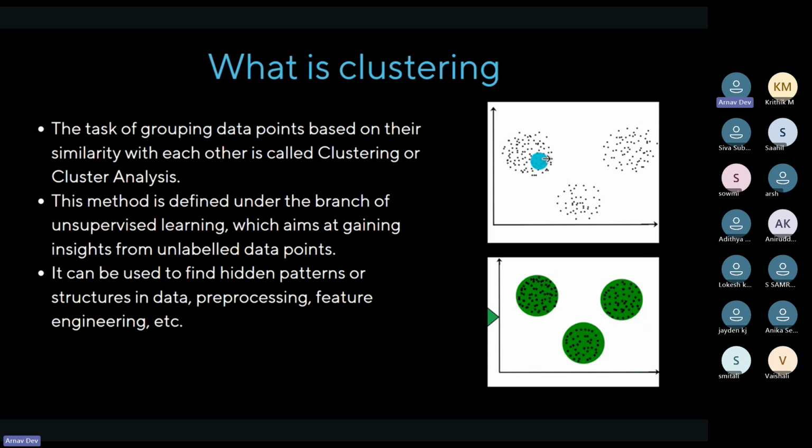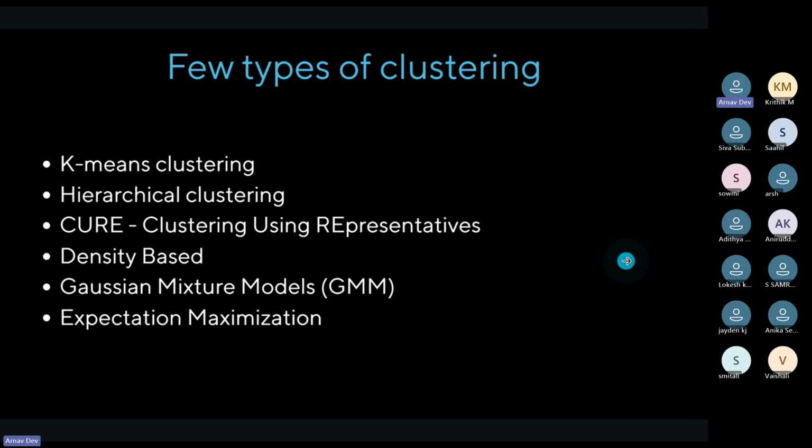Due to this, we can find some hidden patterns in the data, and it can also be used for things such as pre-processing, feature engineering, etc. As you can see in this picture, we can clearly see that there are three clusters, and the main motive of us is to convert it into a form such that these three are separable in some sort of clusters. These are some types of clustering that we'll be covering today: k-means clustering, hierarchical clustering, CURE, which is clustering using representatives, density-based clustering, Gaussian mixture models, and expectation maximization algorithm.